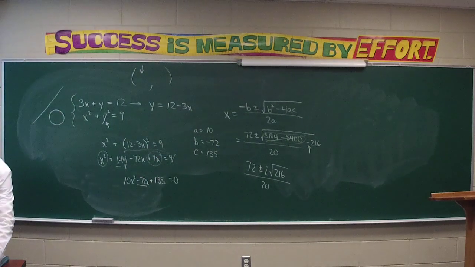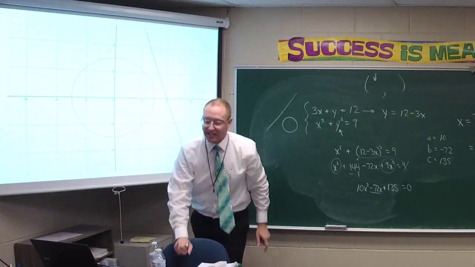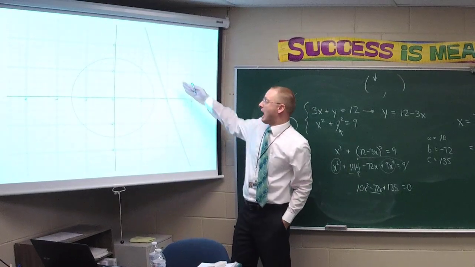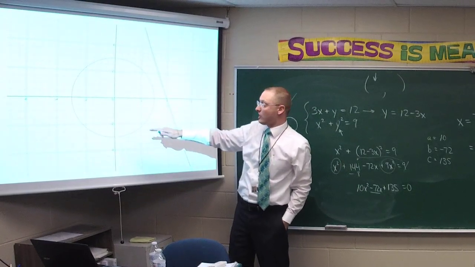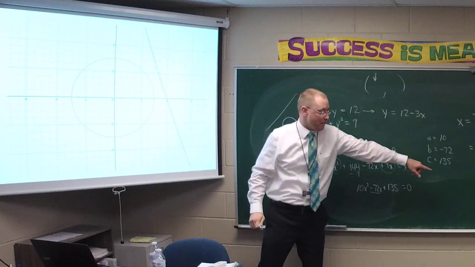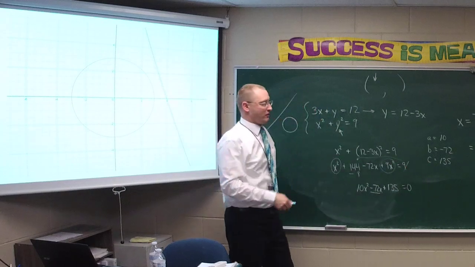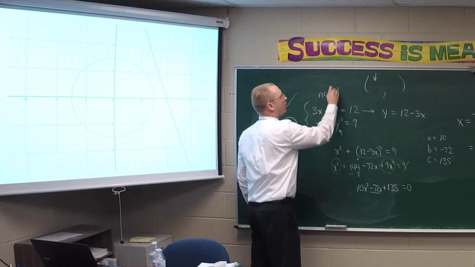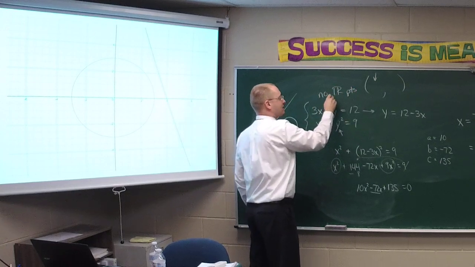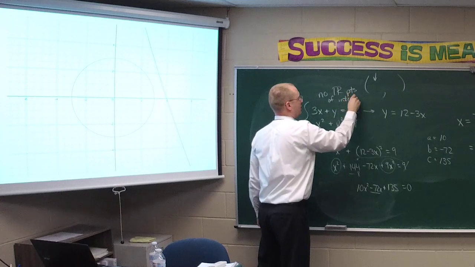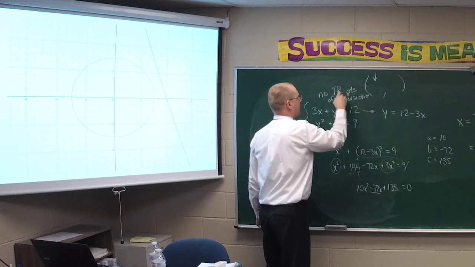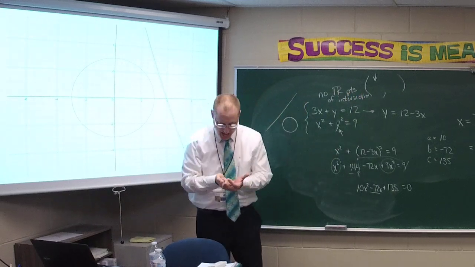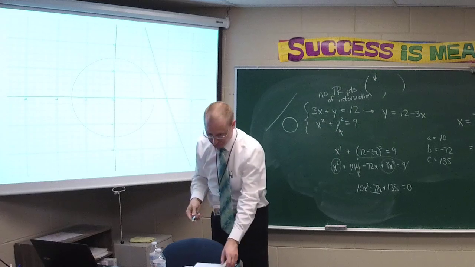Let's take a look at our graph here. And that's how you would know that a graph misses. How do we know the line and the circle miss each other? It came out with an imaginary point of intersection, an imaginary abscissa. So we would just say no real points of intersection. No real points of intersection. And that will be our answer.